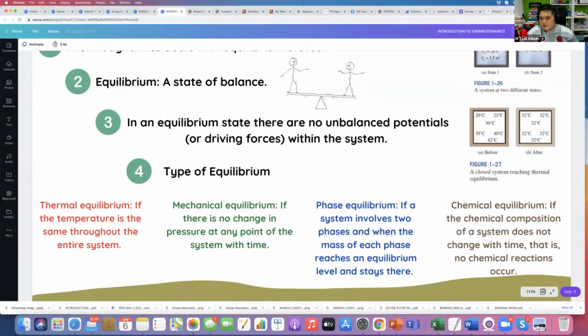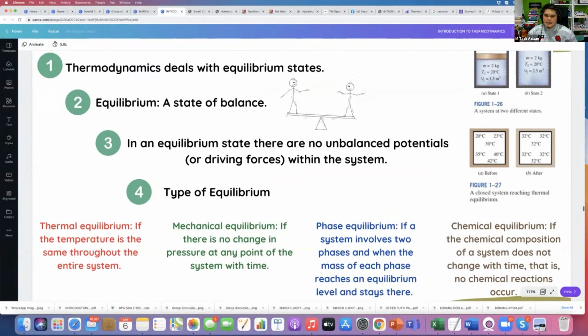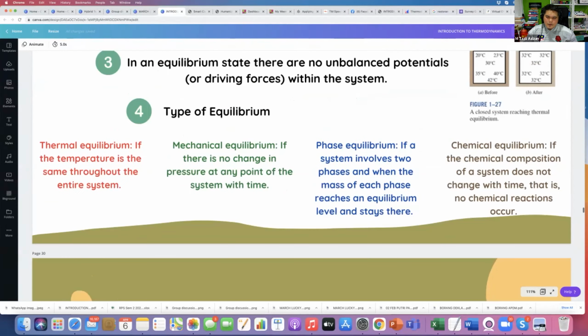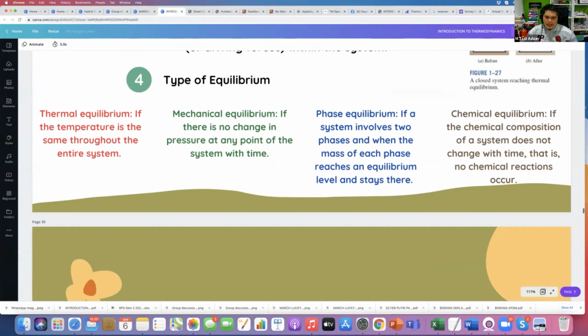In chemical equilibrium, the chemical composition of a system does not change with time, and no chemical reactions occur, which means the chemical composition stays as it is. That's what we call chemical equilibrium. So there are different types of equilibrium that we are looking at.